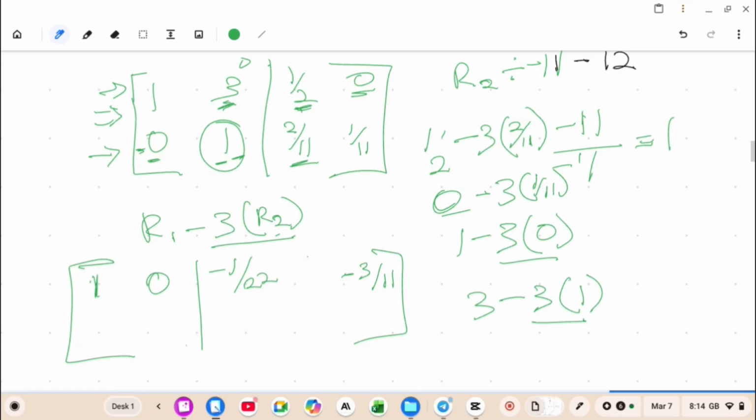We move to the second row. The second row, we have 0 here, and then we have 1 here. Here is 2 and 11. Here is 1 and 11.